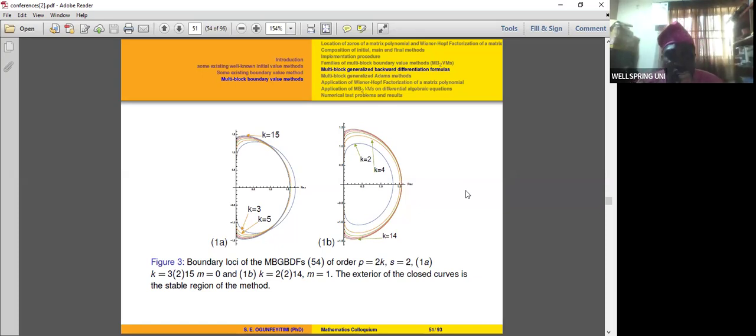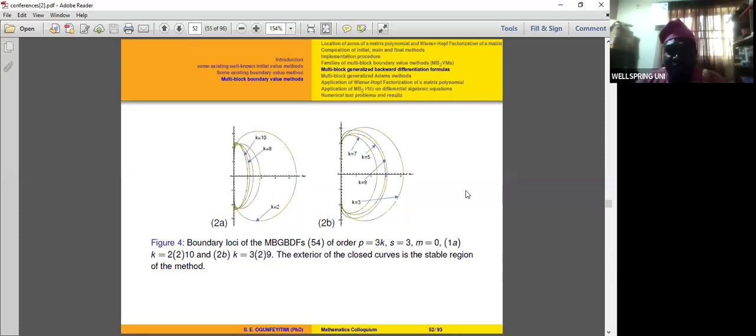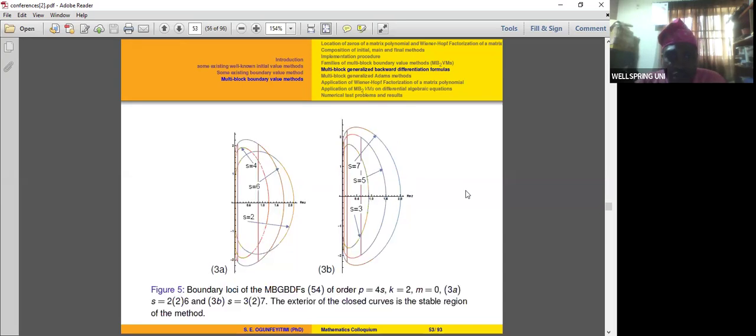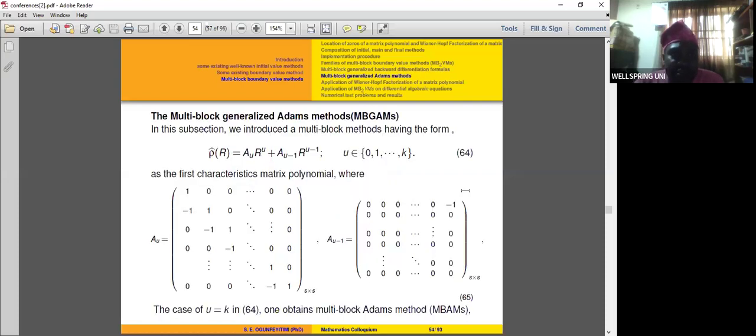Then we also have the other variations, when we have s equals to 3, that's dimension 3, we have the plot for k equals to 2 down to 10. We have k equals to 3, 9, 5, and 7. Then we also have when we fix the k and we start increasing the dimension. We increase the dimension 2, 4, 6, 3, 5, 7, as shown in figure 3a and 3b.